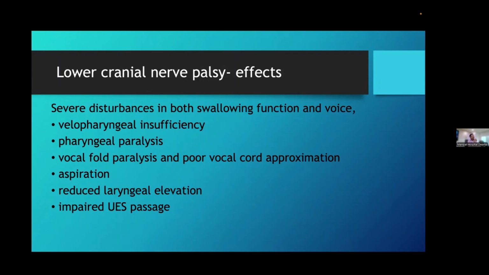So it actually causes paralysis of the pharynx. It can also cause paralysis of the soft palate, it can lead to paralysis of the vocal cords, right? So it's a high vagal lesion and it leads to complete pharyngeal paralysis, velopharyngeal insufficiency, vocal cord paralysis. There's an anesthesia of the vocal cord, supraglottic anesthesia. Patient has a lot of aspiration. There's a reduced laryngeal elevation and there's an impaired opening of the upper esophageal sphincter. So all these problems are there when you have all the three cranial nerve palsy, right?